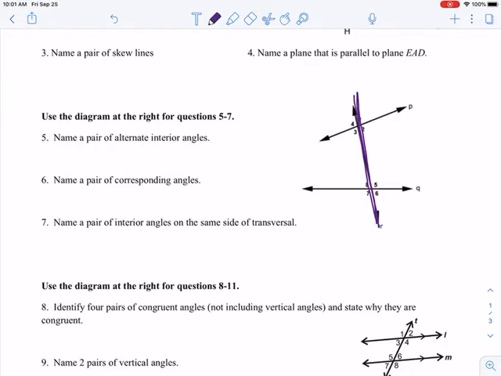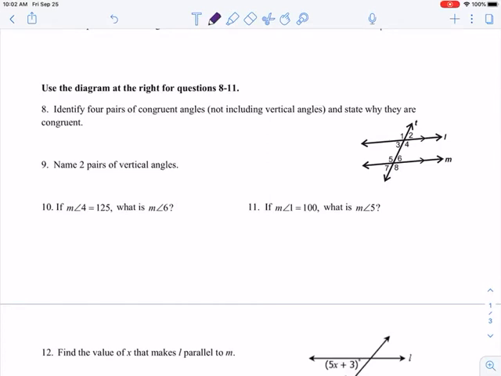Corresponding angles: if you cut the transversal right there and take these angles and place them on top of those angles, what number would land on top of what number? And then name a pair of interior angles on the same side of the transversal. Interior is going to be on the inside of the sandwich, but this time on the same side of the transversal. One's just going to come from the top and one from the bottom, on the same side of that transversal.